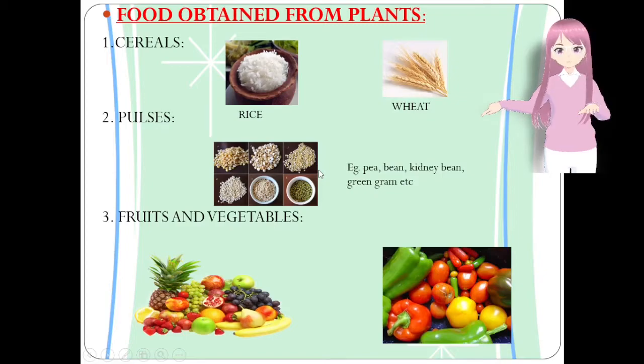if you see around you, or if you observe your parents cooking at home, you will see that they use a lot of ingredients to prepare a particular dish, right? So we'll start with the food items which are obtained from plants. First one is cereals.